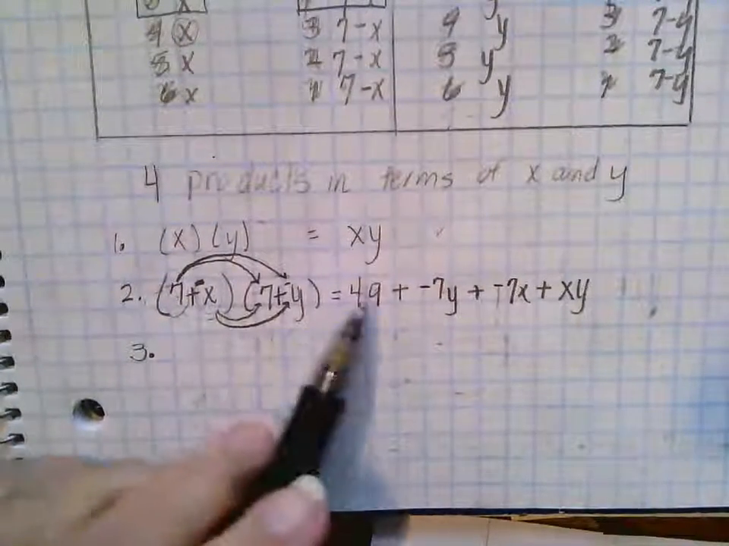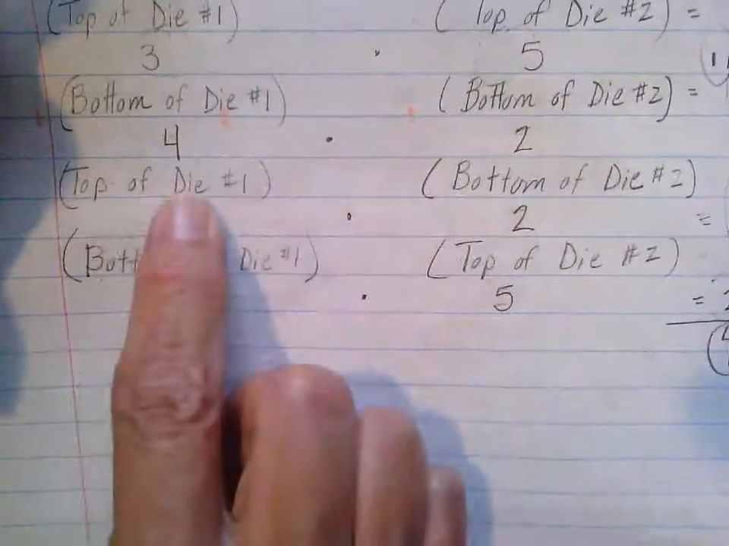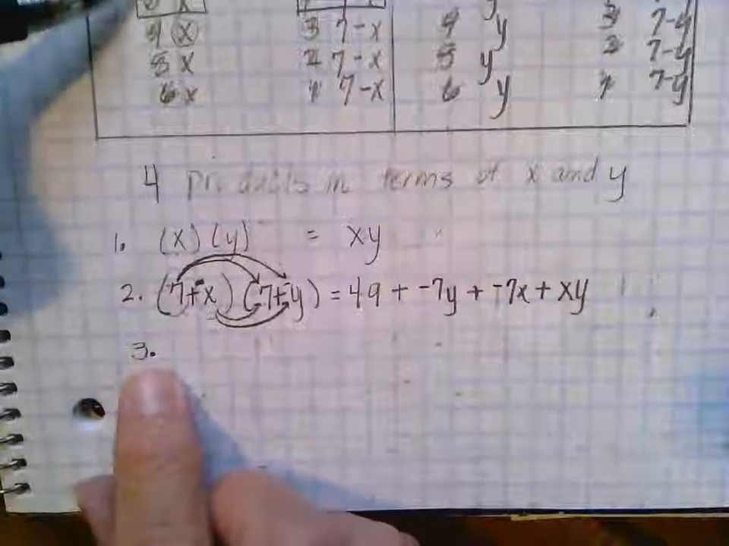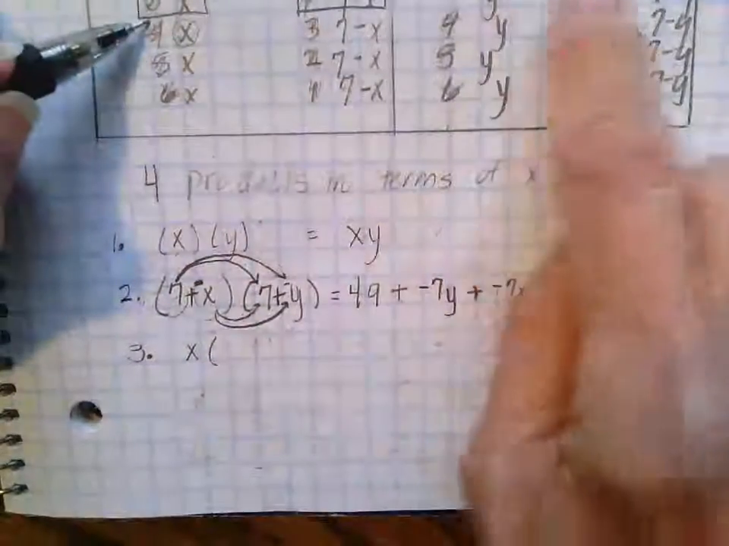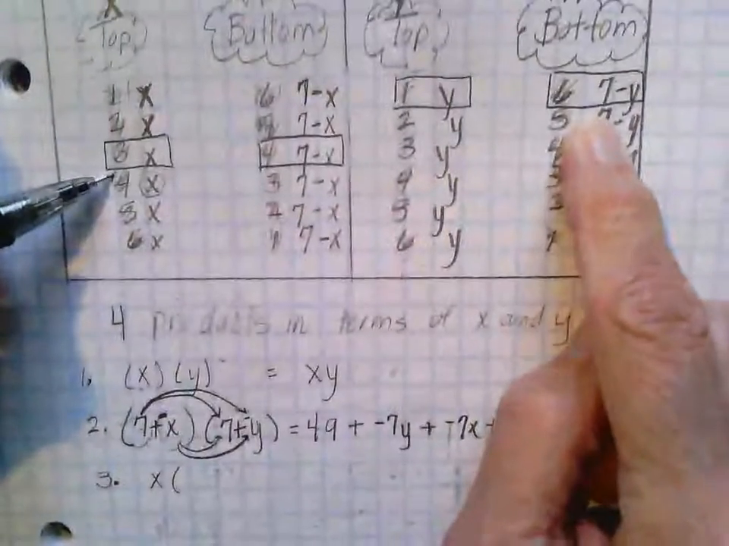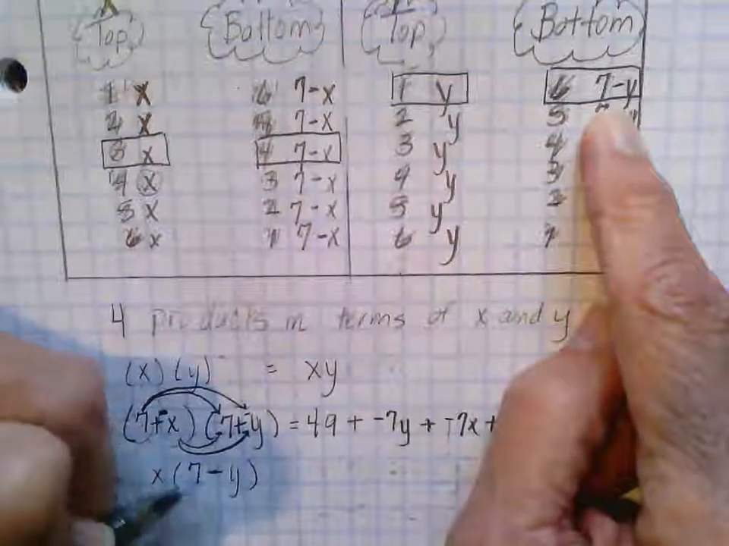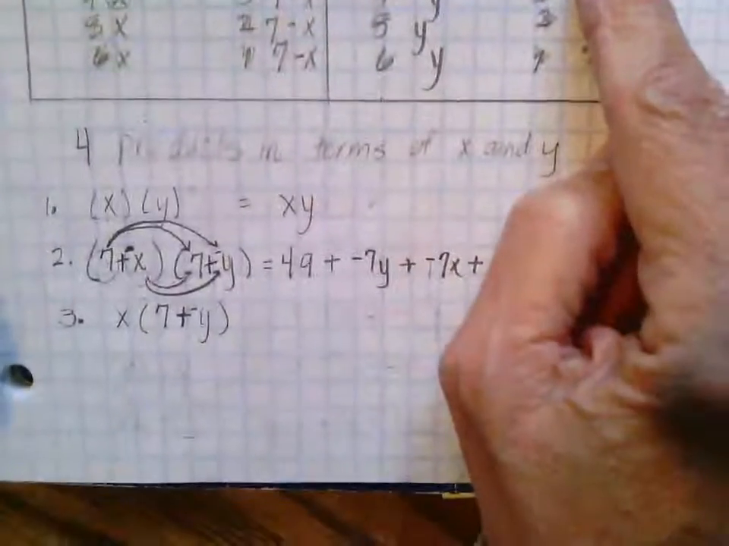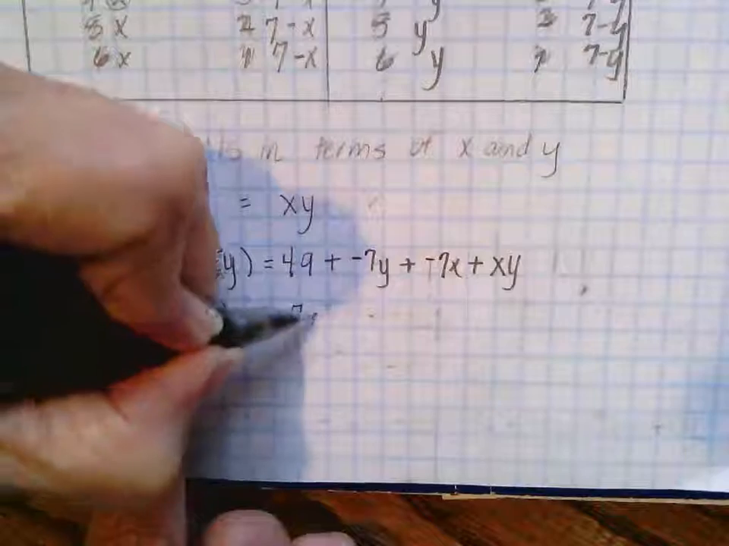So we took the bottom times the bottom and the top times the top. Now we're going to take the top times the bottom. Top of the first one times the bottom of the second one. So the top of the first one is X times the bottom of the second one, which is 7 minus Y. So again, change that before I start. And I'm going to distribute that X. So I have 7X.